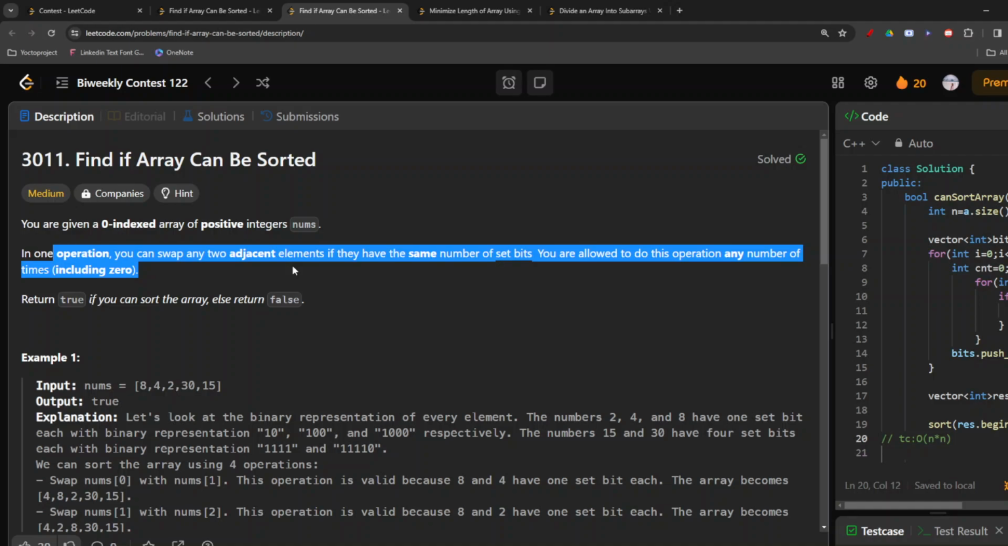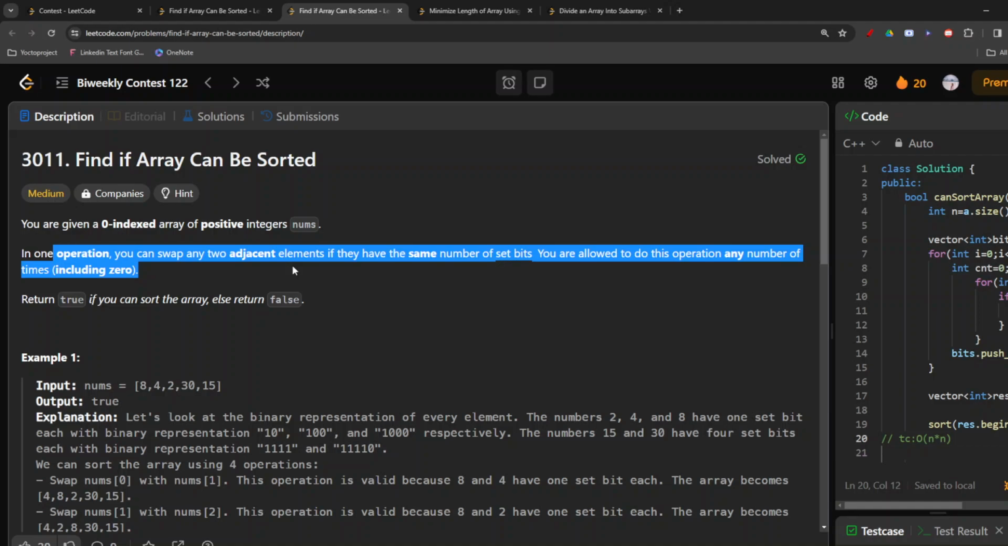Basically, we are required to sort the array, but there is one condition: you can sort the array by swapping the numbers which have the same number of set bits. That is the whole question, and that is what we are required to do. If we see this first example, we can sort only these three because they have the same number of set bits, and we can sort only these two with each other by swapping because they have the same number of bits, as mentioned in this explanation.